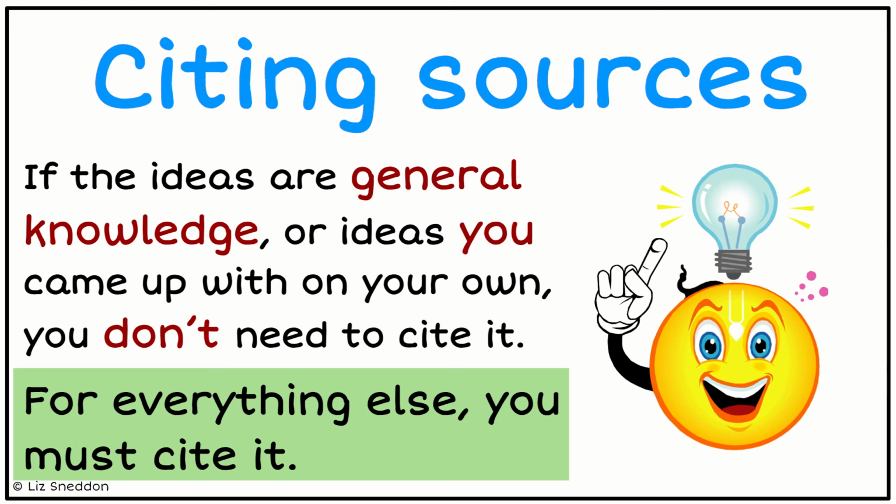So to cite a source, if it's general knowledge, the sky is blue, that's a general knowledge thing. We don't need to reference that. Or if it's an idea that we came up with ourselves, I created a new machine that does XYZ. If it's something that I've created or it's general knowledge, we don't need to cite it. But everything else we do need to cite.